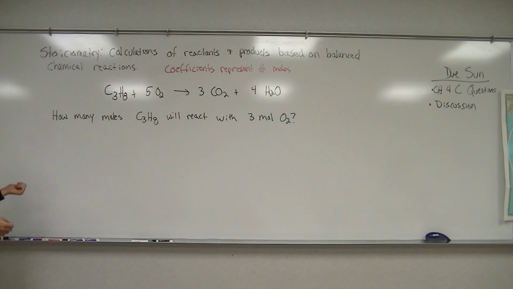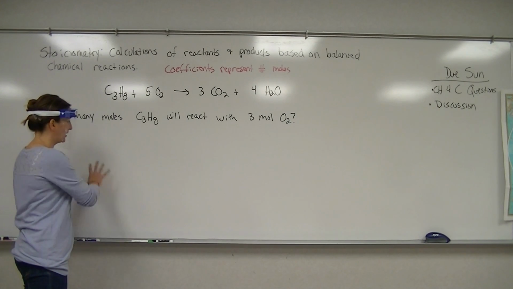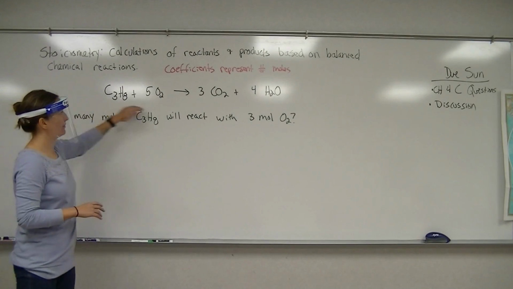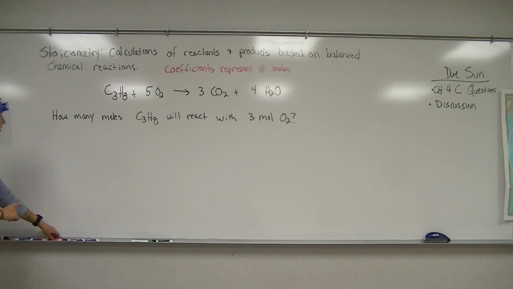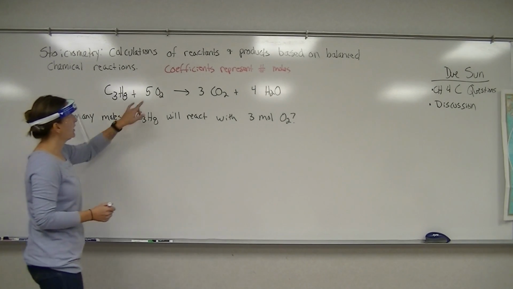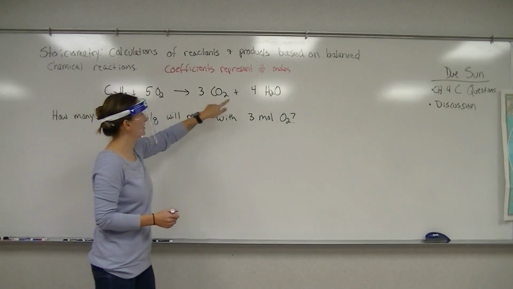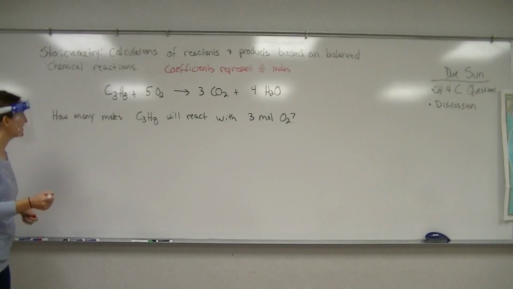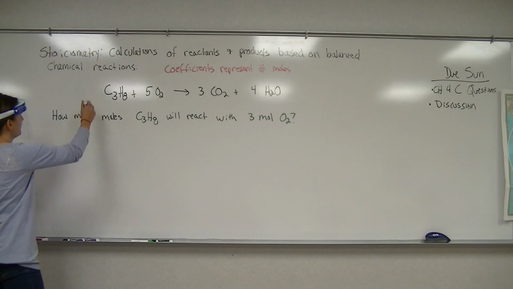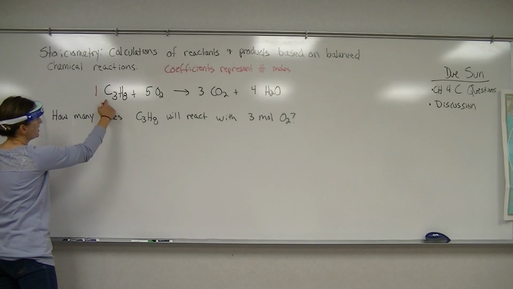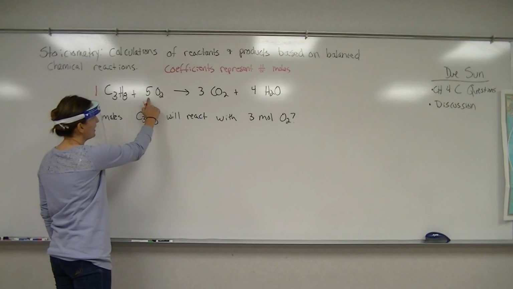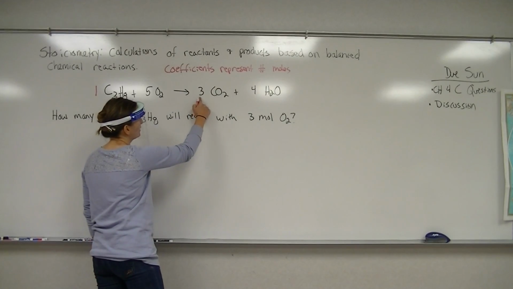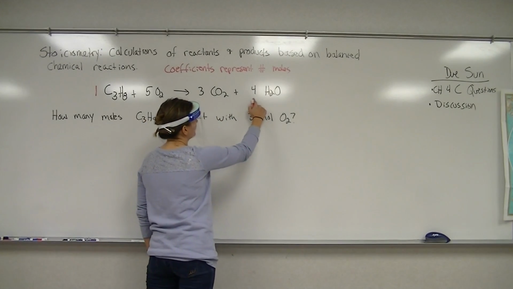So we learned how to do calculations at the beginning of this chapter, going between grams, moles, and particles. So we're going to be taking that and applying it to a balanced chemical equation. Now, when we're looking at a balanced chemical equation, the coefficients, those numbers that we change to make the atom count the same, these numbers represent the number of moles. What that means is for this equation that I have up here, there is 1 mole of C3H8 reacting with 5 moles of oxygen. And what that's producing is 3 moles of carbon dioxide and 4 moles of water.